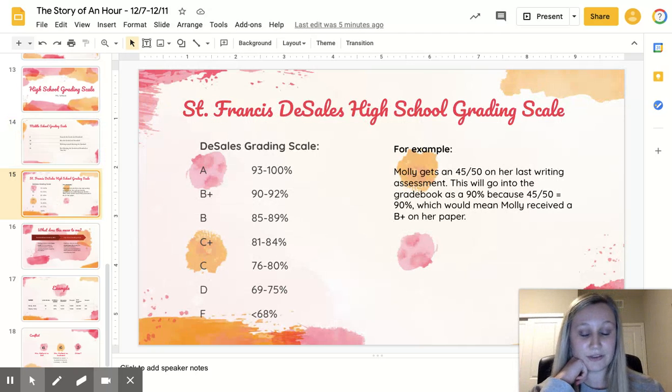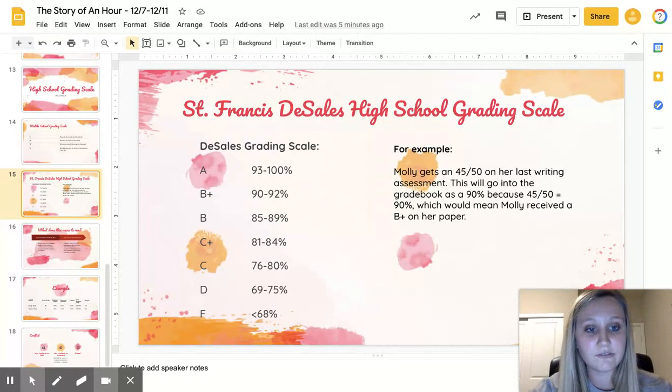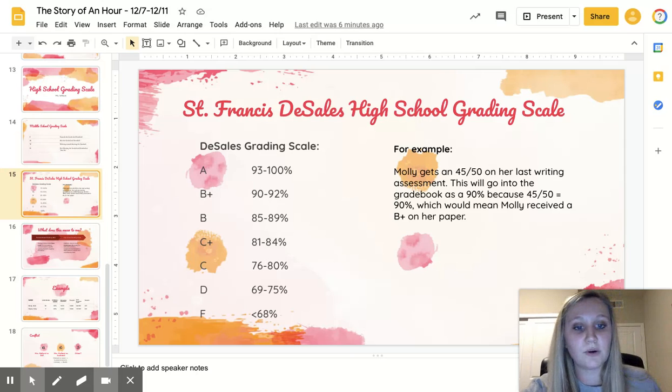So this is pretty fancy, but before you get overwhelmed, I want to explain it. If you look here on the left, there are some numbers that correspond with these letters, and I'm going to explain that first. So Molly gets a 45 out of 50 on her last assessment. This will go into the grade book as a 90% because 45 out of 50 equals 90.